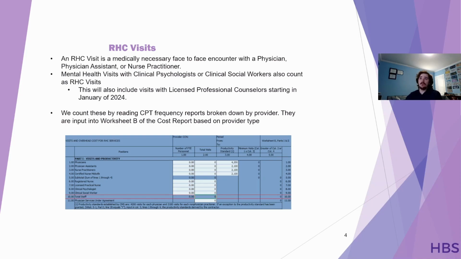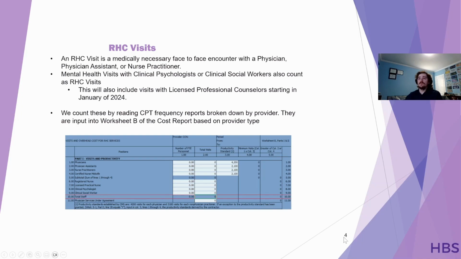When we're looking at RHC visits and attempting to get a number, which is going to be the denominator in our major calculation, we are looking at CPT frequency reports, which are broken down by provider. They have to be broken down by provider because we input them into worksheet B of the cost report based on provider type, and that looks like this. This is what worksheet B looks like. And they are input based on how many visits are seen by a physician, how many visits are seen by physician assistants, how many visits are seen by nurse practitioners, etc.